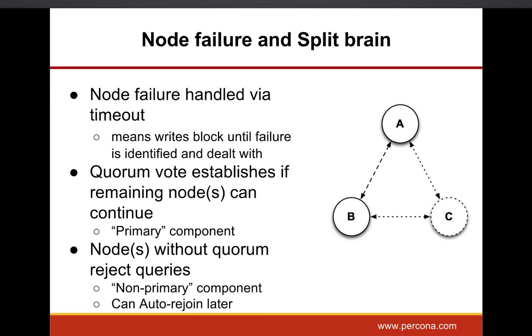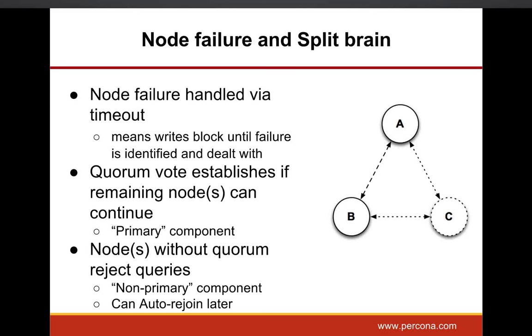As soon as they realize that that timeout has exceeded for node C, they will start this process of evicting node C from the cluster, and in the meantime, they will continue to take writes that are only acknowledged on both nodes A and B, but not acknowledged, of course, on node C.